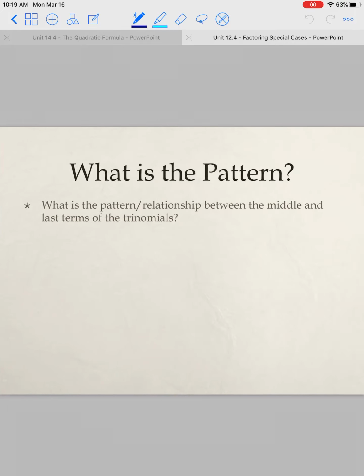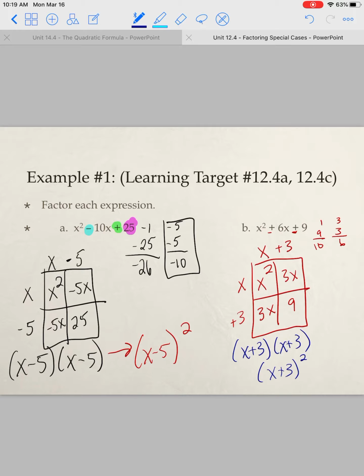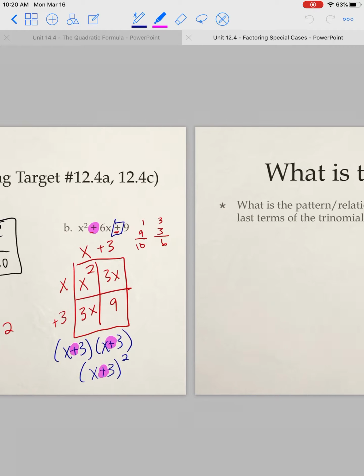All right, so let's move on. What's the pattern between the middle and the last terms of the trinomials? If we look back at that, we knew they were the same sign for both of these, right? But when I look down here, whatever that sign was is whatever these signs were, right? Whatever that first sign was, the sign that I had even here. There's your pattern that you should have seen.